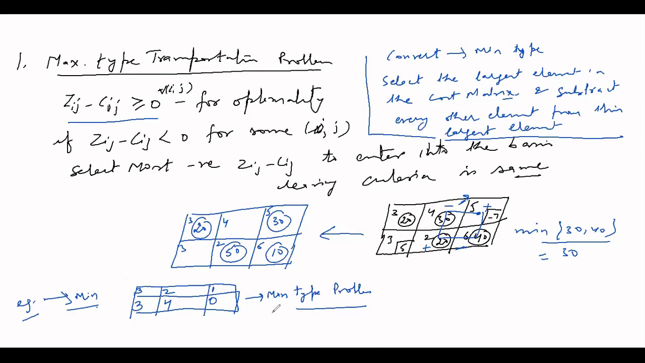Okay. So there are two ways to handle a maximization type problem. Either you reverse the criteria of Zj minus Cj, or you convert this problem to a minimization type problem. Is this fine? Am I audible? Hello?